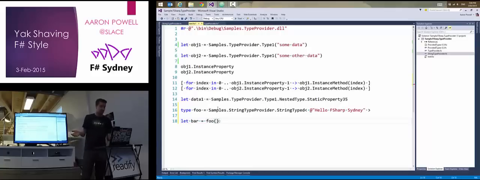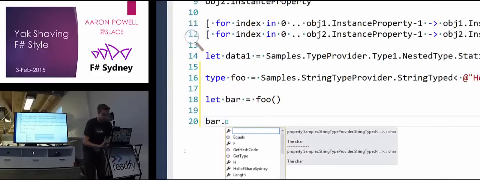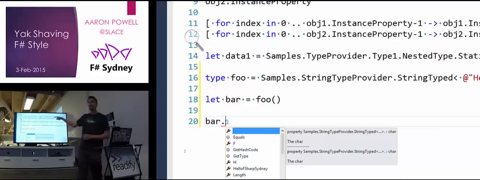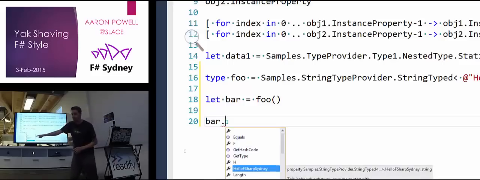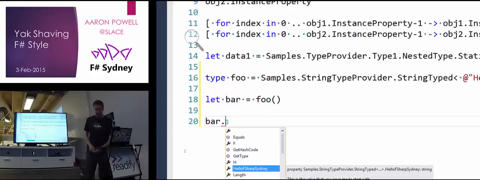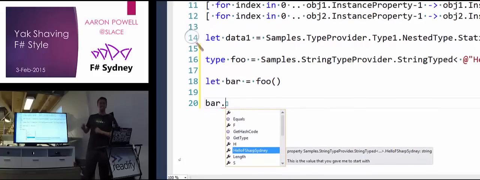Okay, so I create a usage of my bar, and this is where you'll see my really awesome type provider in action. Look at that. So these are the members on it. So this is the space character. So I have a property of it called space because I had a space in it. F, H, hello, F sharp Sydney. That's the property name, and I'll make XML comments off screen. The value you gave me to start with.